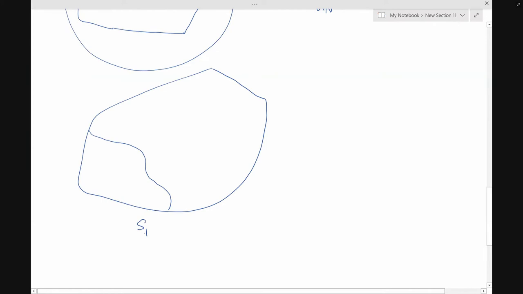And let's say its complement is S2. Now, I want to isolate the parts which are unlikely to step across. So let me define as S1 prime the set of points in S1 where the probability of stepping across is less than, say, 1 over 2n.